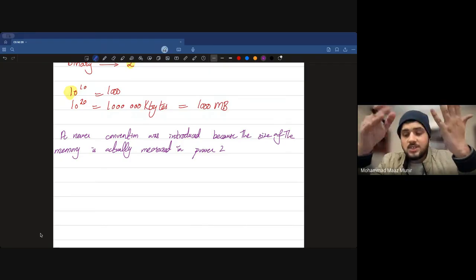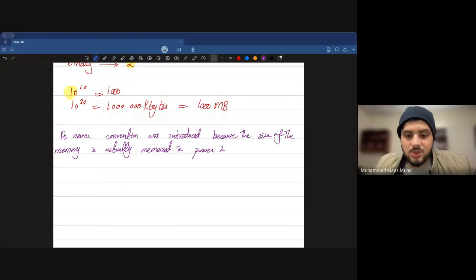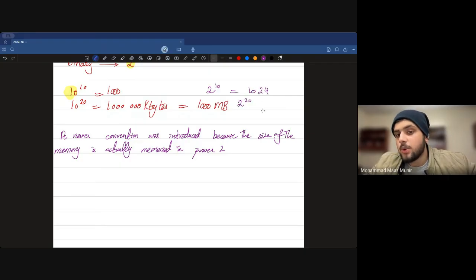Like 2 raised to power 1, 2 raised to power 2, 4, 6, 8, and now this might continue: 2 raised to power 10, 2 raised to power 20, 2 raised to power 30. Now if I do 2 raised to power 10, it's not going to give me 1000, it's going to give me 1024. If I do 2 raised to power 20, it won't give me 1 million, it might give me 1048 and some like 576, some digits like this. So what is happening now? It's giving me a different answer than this one and this one.